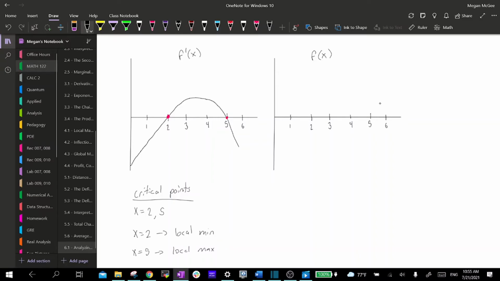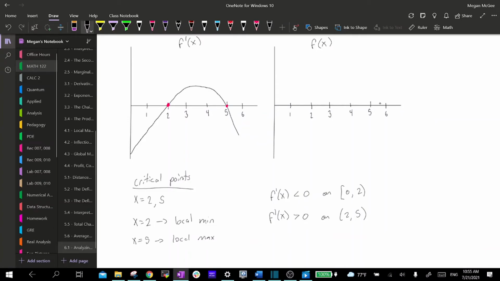So, let's see here. F prime of x is negative from 0 up to 2. 2 is where it becomes 0, right? And then it's positive from 2 to 5, so we are positive on 2 to 5. And we are negative again after 5. So we're negative from 5 up to 6, it looks like. Okay, and our graph doesn't show what happens after 6.